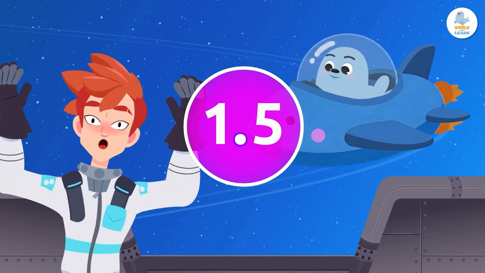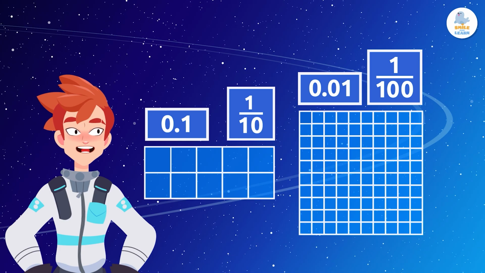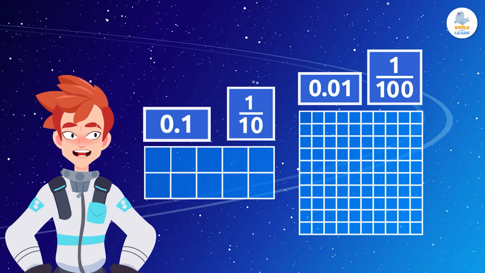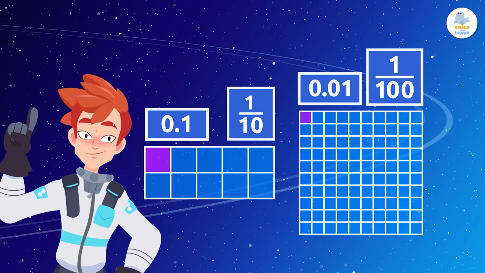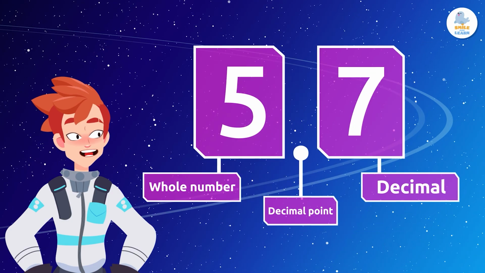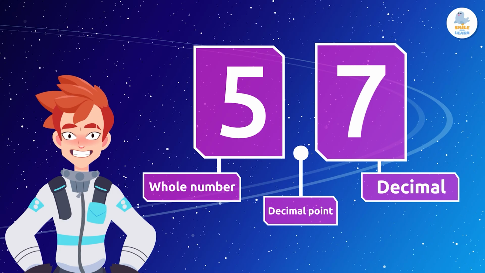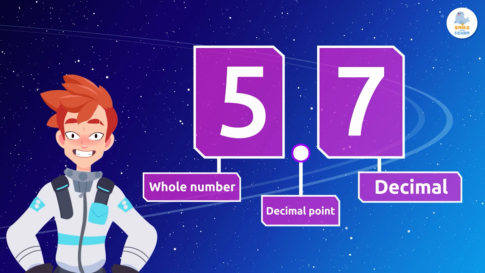So, let's get started. As we already know, decimals represent a smaller part than 1. For example, 0.1 is 1/10 of 1, and 0.01 is 1/100th of 1. Look at this number. 5 is the whole number, the 7 is the decimal part, and in between is the decimal point that separates them.